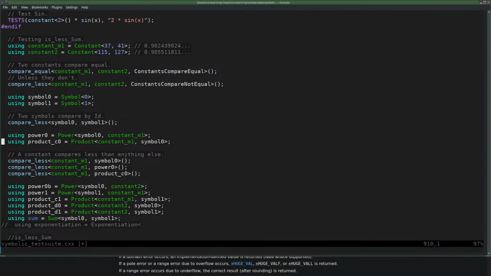So I'm trying to use the lowest possible type. This must be less than that one. Did already compare that actually. A constant must be less than a symbol. Oh no, I'm testing that right now, like here.